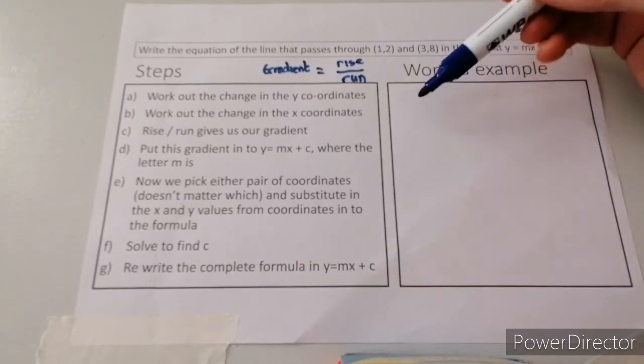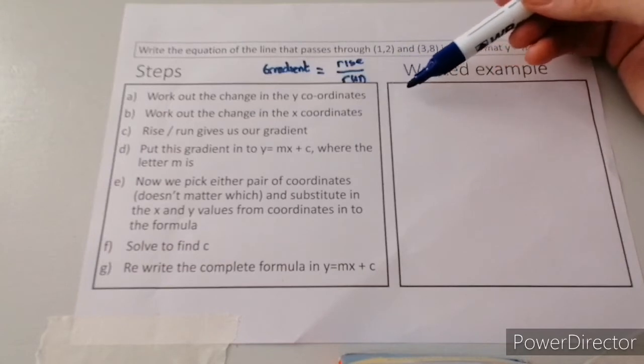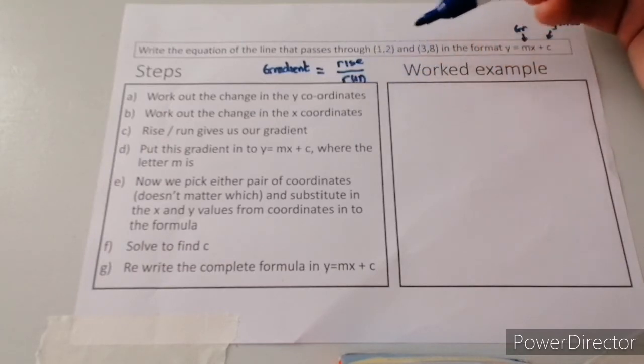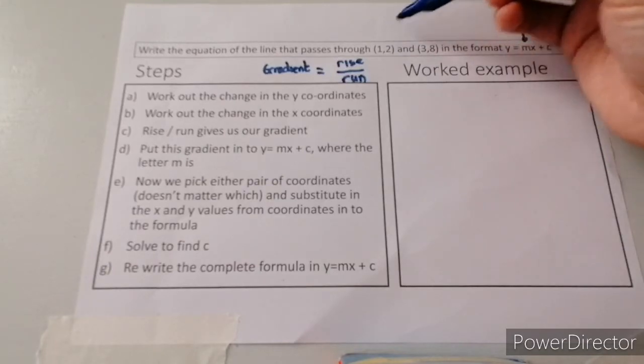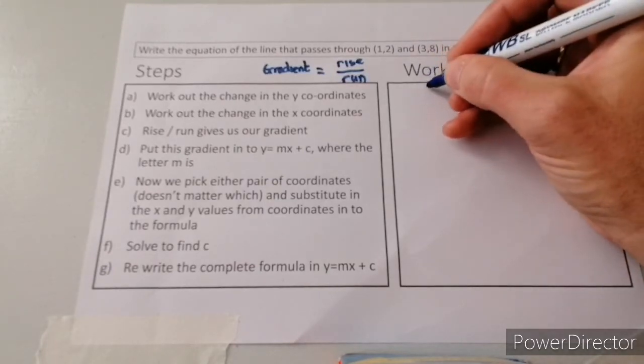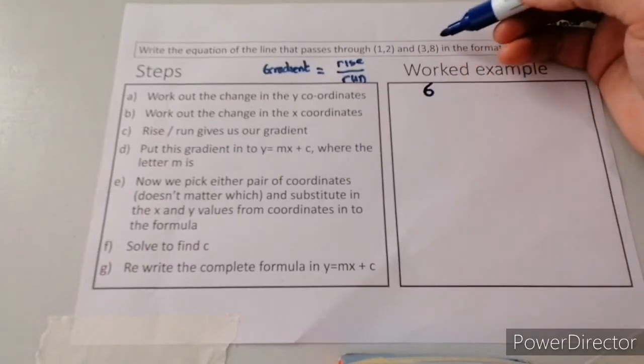So I've written out the steps here for you. Hopefully you got these copied down. So work out the change in the y coordinates first, our rise. What is our rise going to be? Well, we started at 2 and we went all the way up to 8. So our change in our y coordinates, our rise, is 6 because we've gone from 2 to 8.